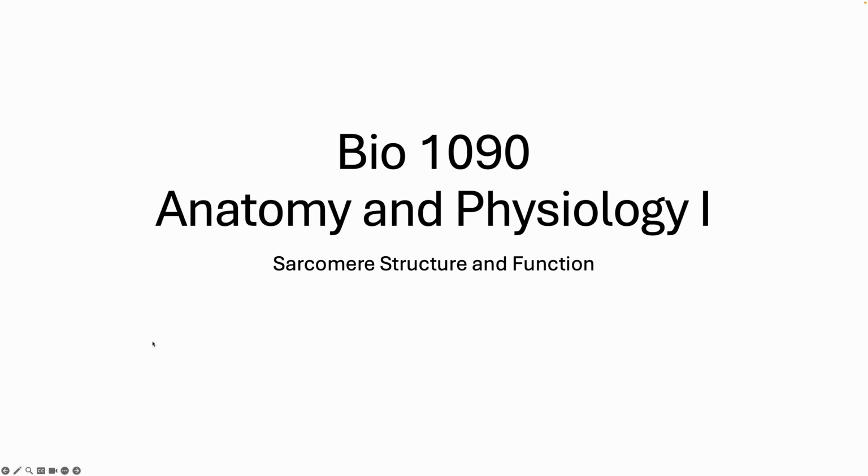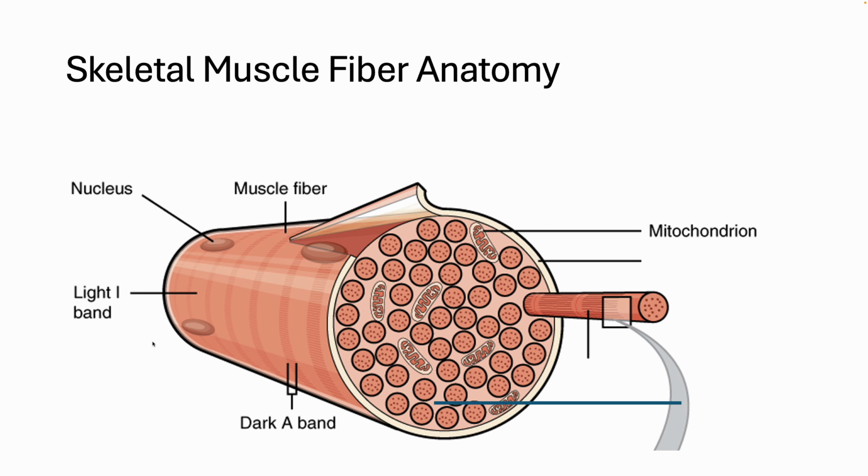In this video, we're going to be talking about the skeletal muscle fiber anatomy and sarcomere anatomy in more detail. The sarcomere is really part of the contractile unit of a skeletal muscle, so ultimately its function there is to help produce contraction.